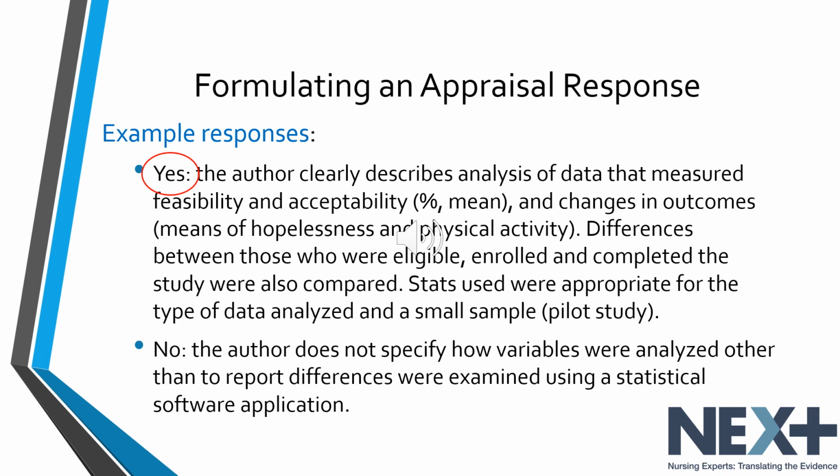When reading the full article to place this section in context, you will notice this author lists data analysis for each outcome. We see that the author uses means and percentages to examine feasibility, acceptability, and satisfaction, and they reported that they tested the effect of the treatment on hopelessness and physical activity by using t-test and chi-squared. All of these tests are consistent with the study purpose and the type of data collected.